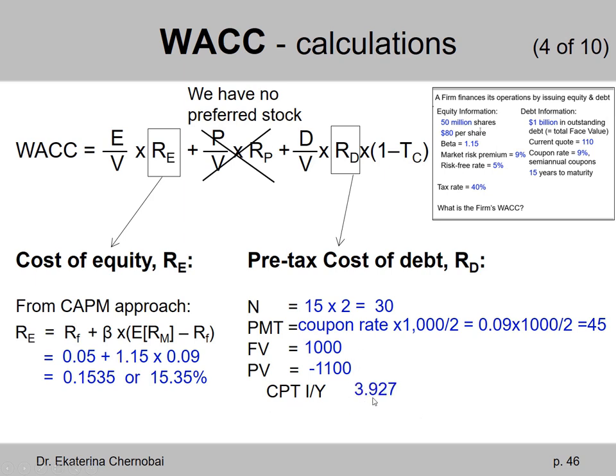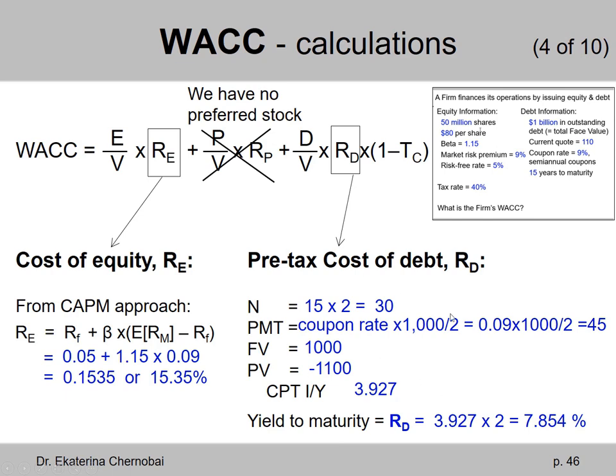Compute IY, the answer will be 3.927. Because it's per half a year, I will need to multiply that by 2 to get the annual cost of debt or pre-tax cost of debt, 7.854%.